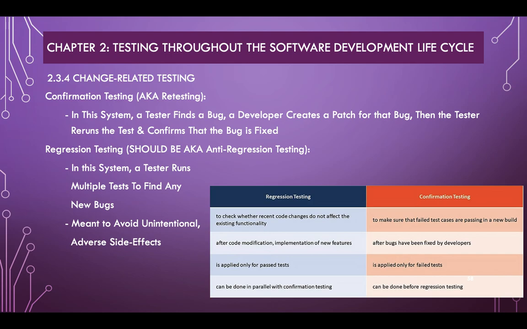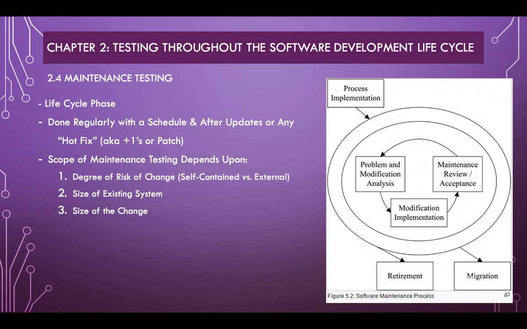Regression testing should actually be called anti-regression testing. In this system, a tester will have completed the confirmation testing and then they run many tests, sometimes all of the tests, to find any new bugs that may be unintentional side effects of the change of the software. The focus here is to make sure that the software has not regressed.